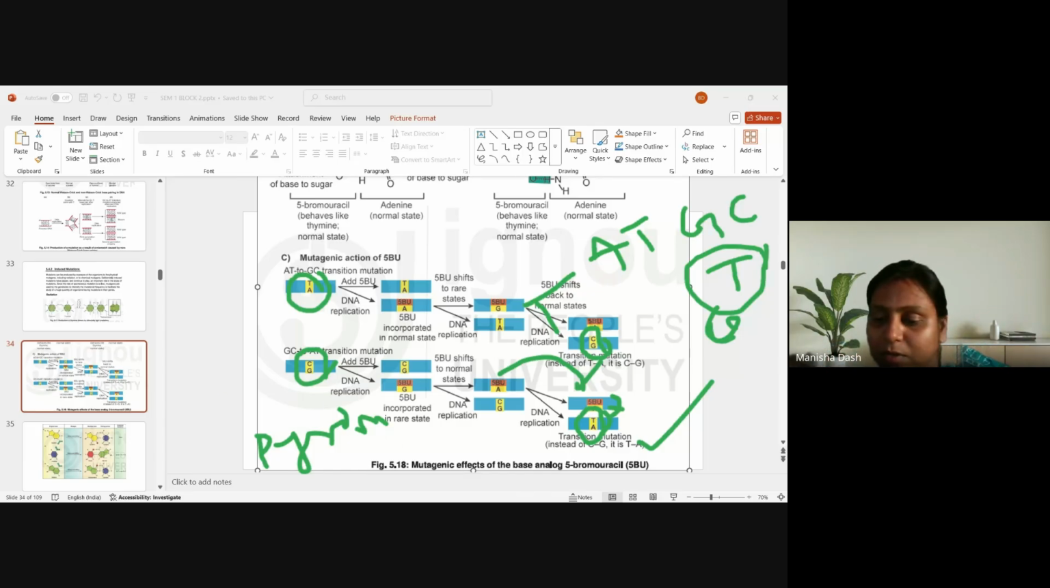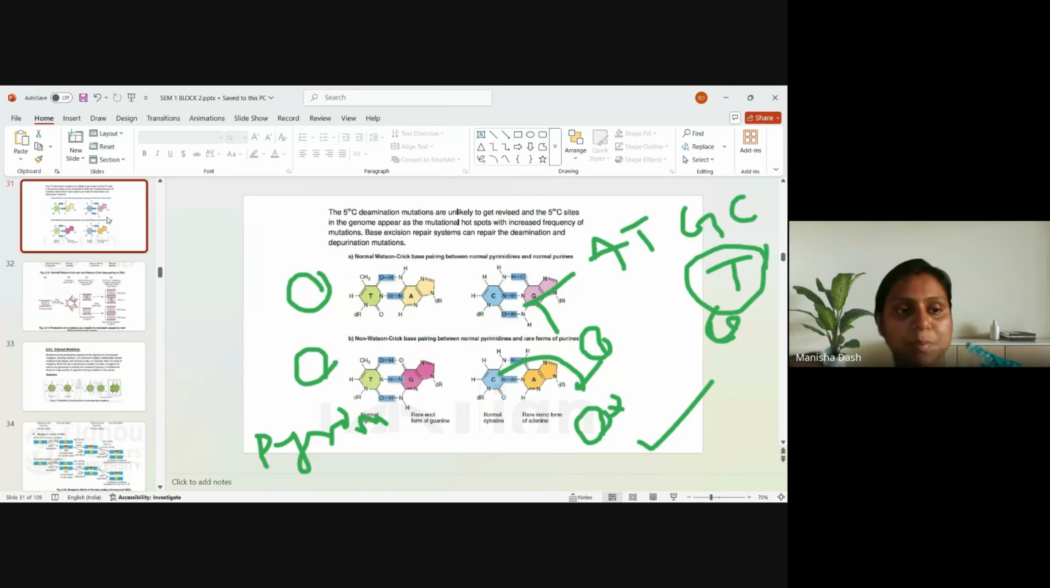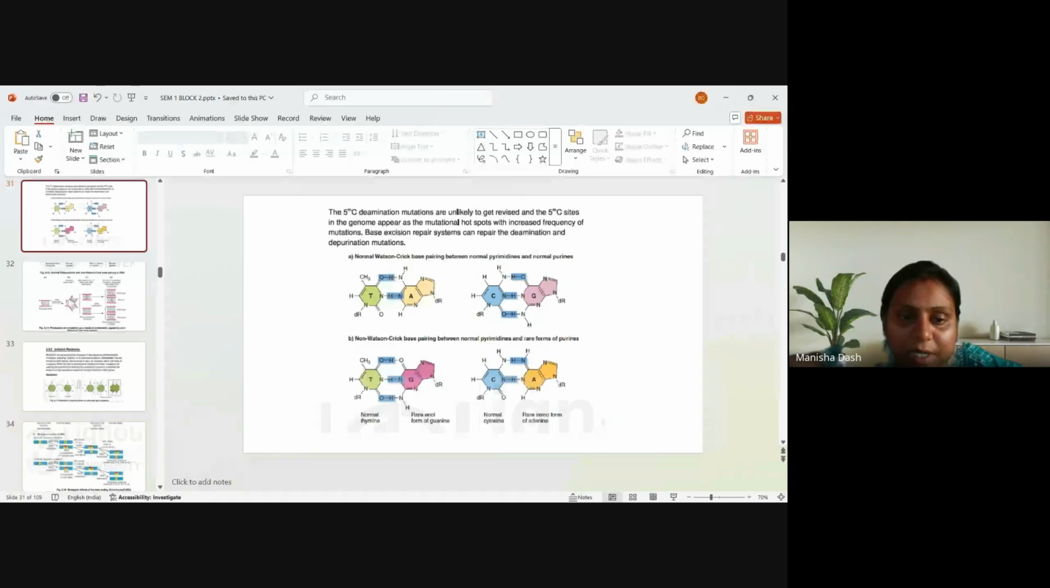See, in order to remember this, you just keep in mind this particular slide I showed you, the rare form and the Watson and non-Watson Crick base pairing. Okay. So this slide, everybody understood or not, because the entire explanation is based on this slide only. Normally we know that AT and GC bonds should be there in the DNA.